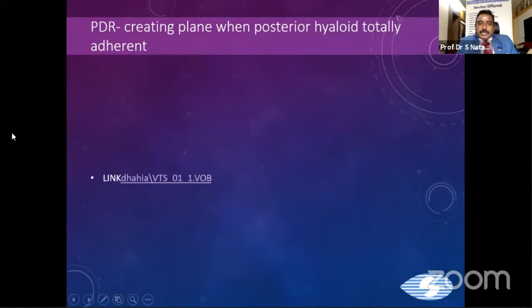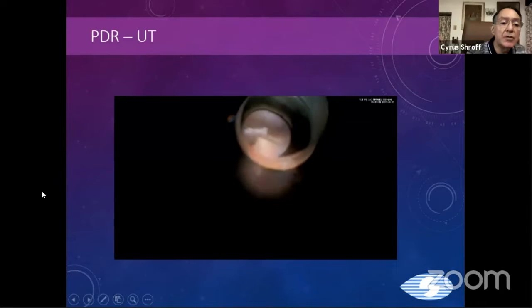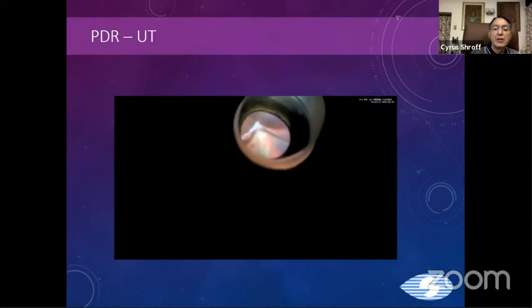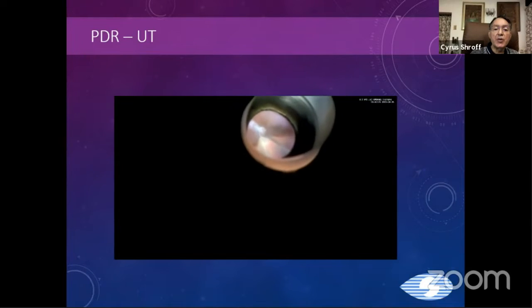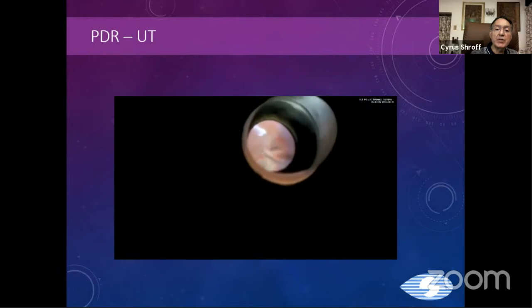But the previous surgery was very good. Now this is plain. So this was another case of PDR where there was the fibrovascular tissue. Now the last part is being removed. This was a young diabetic, an army officer.